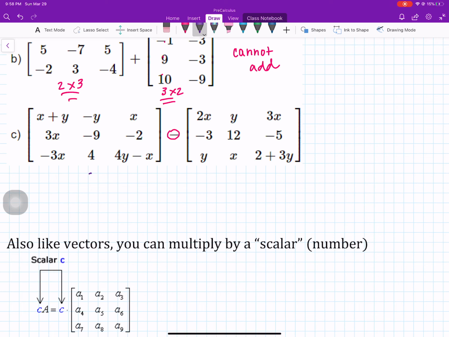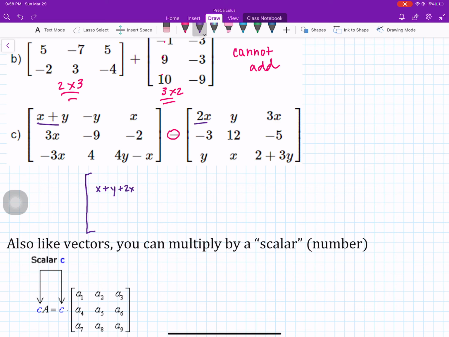Watch your negative signs. I won't write it all out this time, but maybe I should. So this is a 3 by 3 matrix and a 3 by 3 matrix. So our answer is going to be a 3 by 3 matrix. So in my first position, I have x plus y plus 2x.